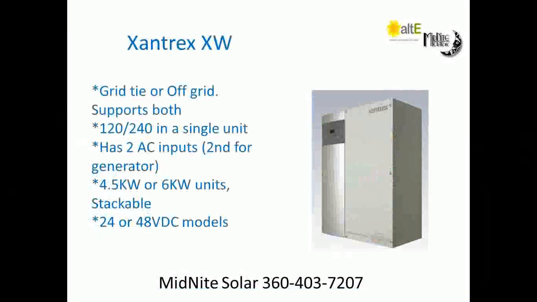Where it starts to differ from the Radian is that it comes in multiple sizes and multiple voltages. So we can get this in a 4.5 or a 6 kW 48 volt inverter, or we can get it as a 4 kilowatt 24 volt inverter. So that offers some flexibility, and they're very robust inverters. So when they say 6 kilowatt, it will really do 6 kilowatt and surge to a whole lot more than that. XW also does generator support, which is one of the only ones that do it.